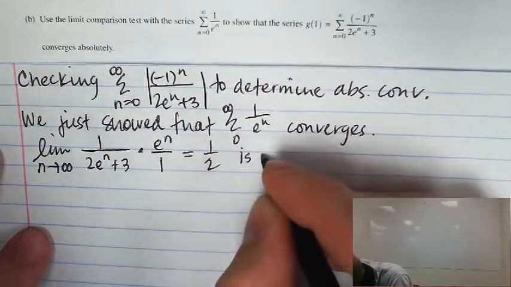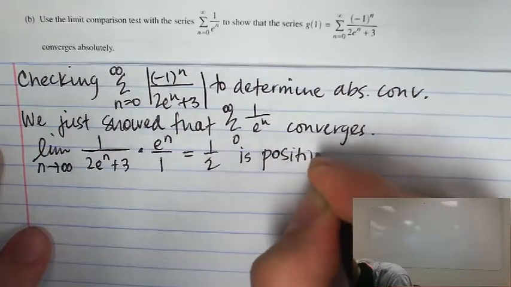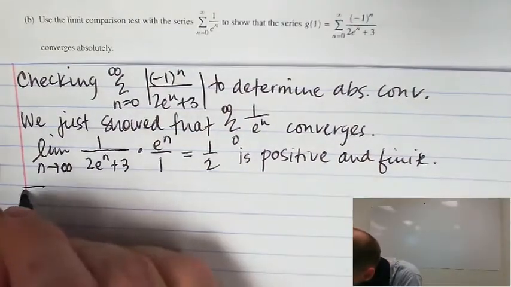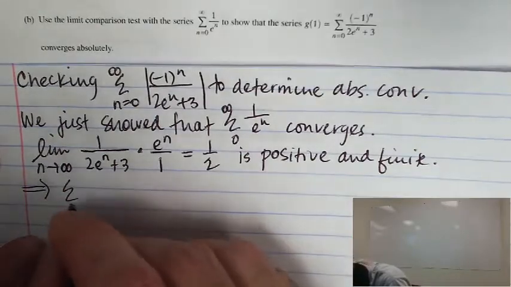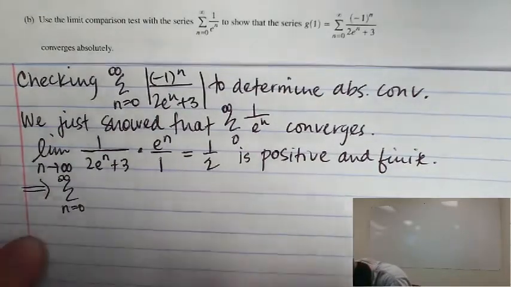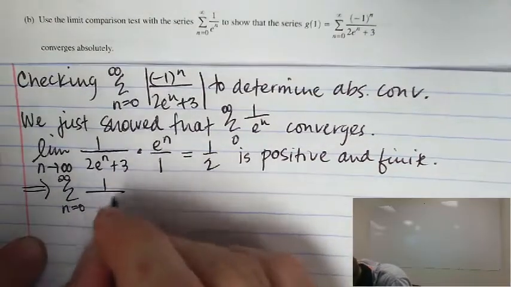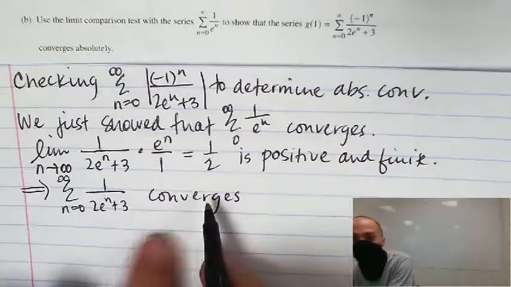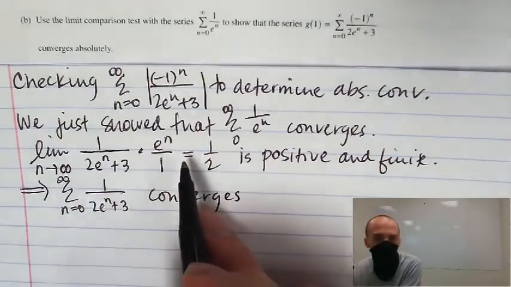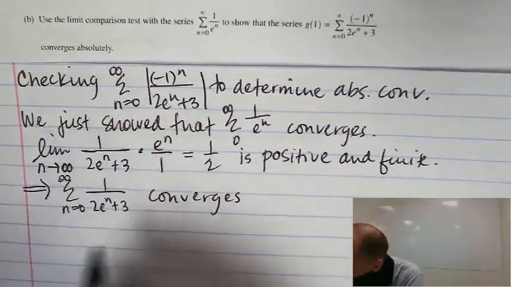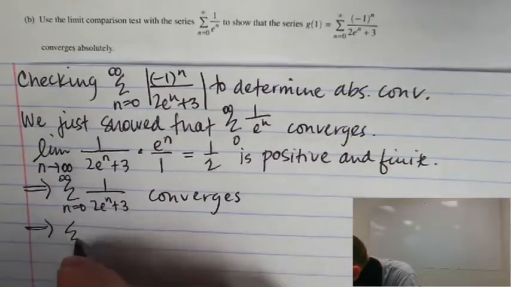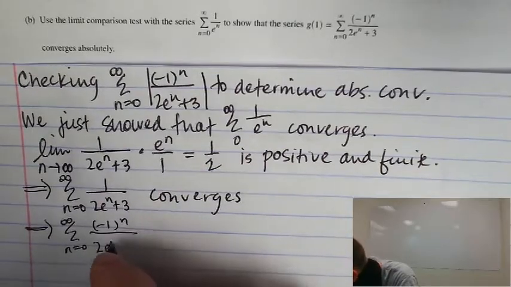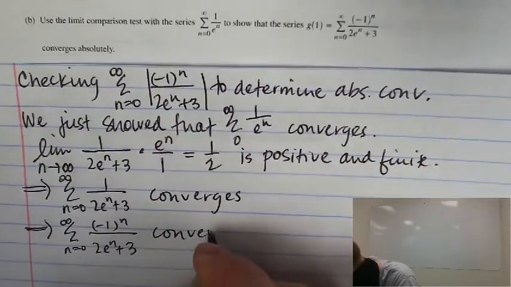And I'm going to say that number is positive and finite. Which gives me that the sum from n equals 0 to infinity of 1 over 2e to the n plus 3 converges because it has to have the same behavior as this one, because the limit of the ratio is positive and finite. And since I've shown that this converges, I am saying that the sum from n equals 0 to infinity of negative 1 to the n over 2e to the n plus 3 converges absolutely.